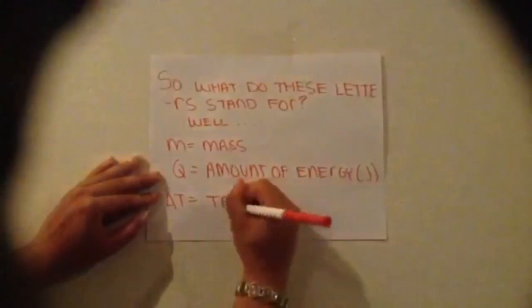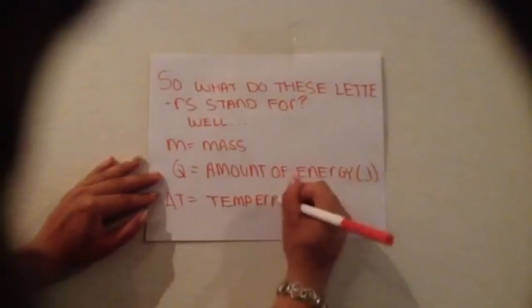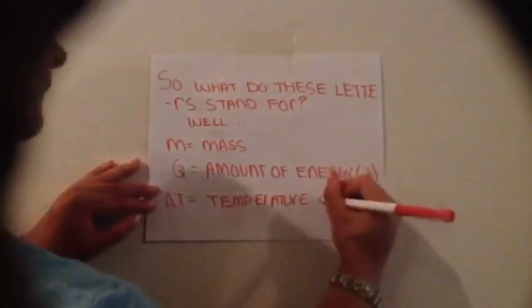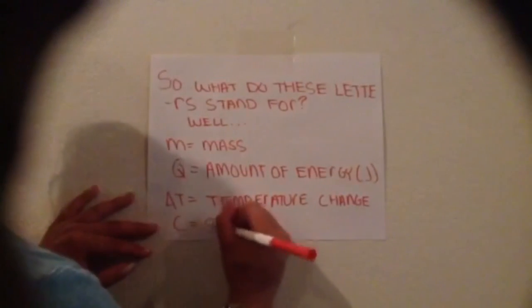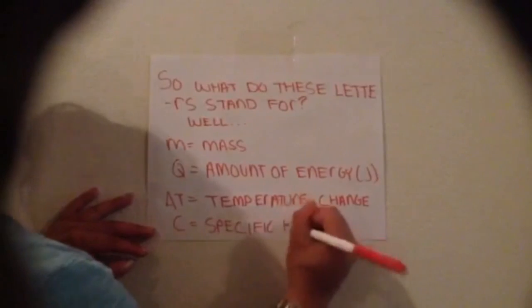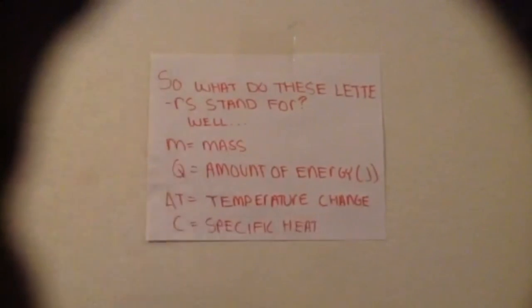Triangle T is used to represent temperature change. The temperature change will usually be stated, and it will ask to be subtracted. C is equal to specific heat. Usually specific heat is given, or you have to know it yourself.